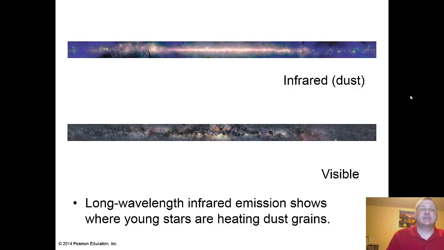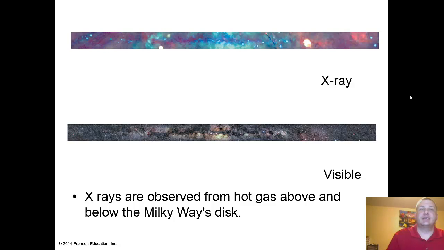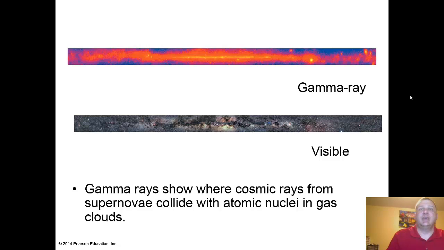Infrared shows us dust. Longer wavelength infrared emission shows where young stars are heating dust grains. Infrared light also reveals stars whose visible light is blocked by the gas clouds. X-rays, however, are observed from hot gas above and below the Milky Way's disk. And finally, gamma rays show where cosmic rays, these atomic particles from supernovas, collide with the atomic nuclei in gas clouds.